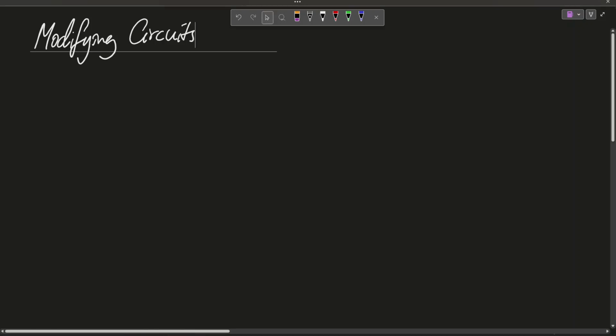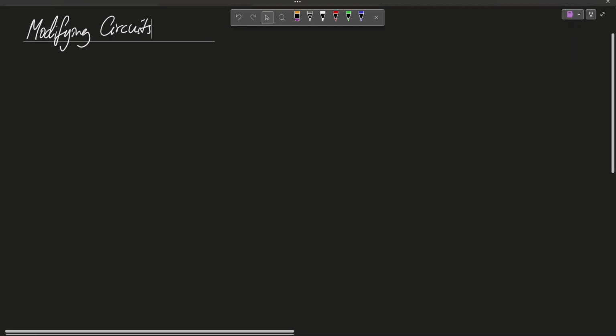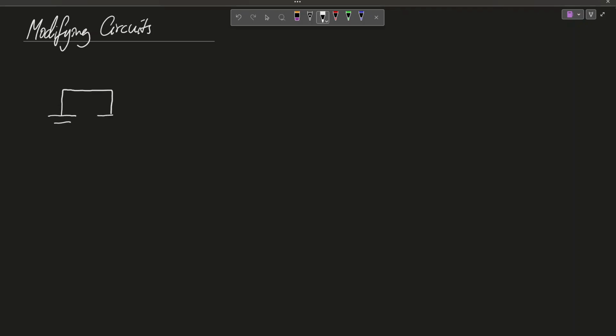I'm going to go over a concept I'm going to call modifying circuits. I don't know what this is really called, but this is a pretty common type of question that can appear on the AP exam. So what happens is they'll give you a circuit. It can be more complex than this, but just for example, I'm just inserting a battery and a capacitor with values V and C.